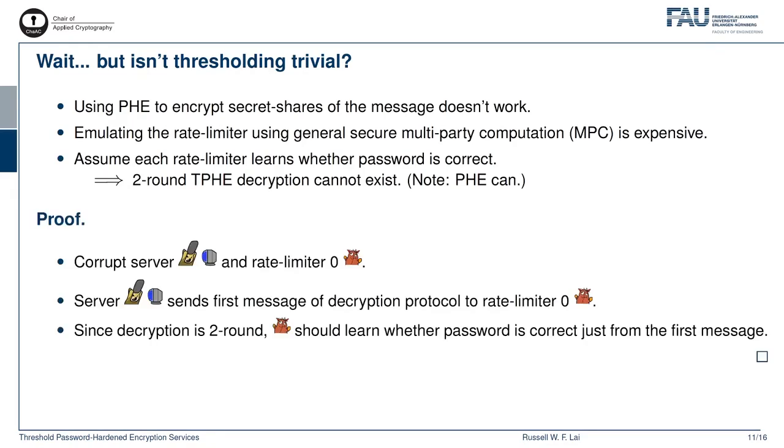To see this, let's say a 2-round TPHE decryption protocol indeed exists. Then we show how an attacker can learn whether the password is correct by just corrupting the server and 1 rate limiter. So as promised, the attacker corrupts the server and rate limiter 0. Then he instructs the server to send the first message of the decryption protocol to rate limiter 0. Since decryption is only 2-round, then by this point the rate limiter should already learn whether the password is correct, just from the first message.